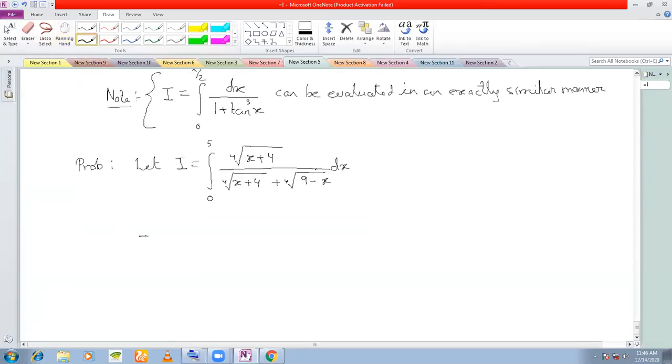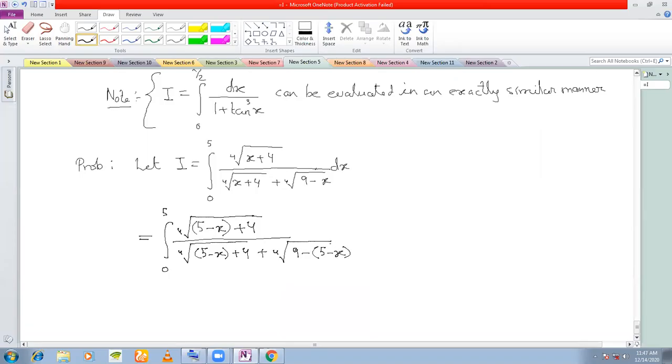So how to evaluate this? See that a here is 5, right? f of a minus x. So fourth root of, replace x by a minus x, a is 5, so 5 minus x, plus 4, divided by, again similarly, fourth root of, replace x by a minus x here also. Now see what you're getting if you simplify this.